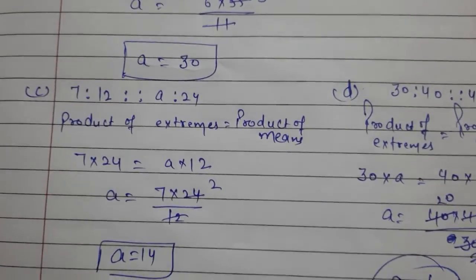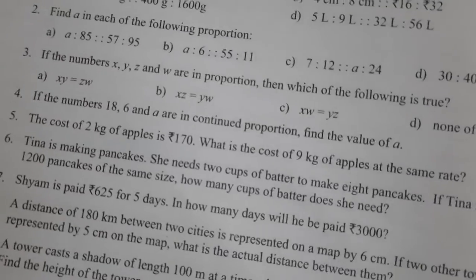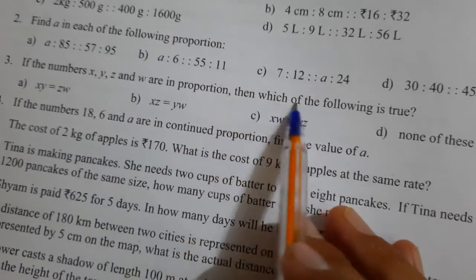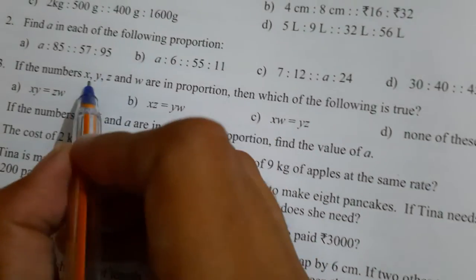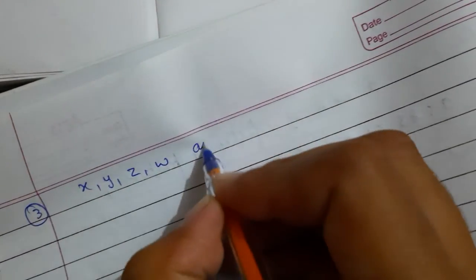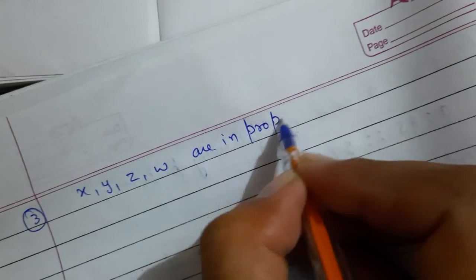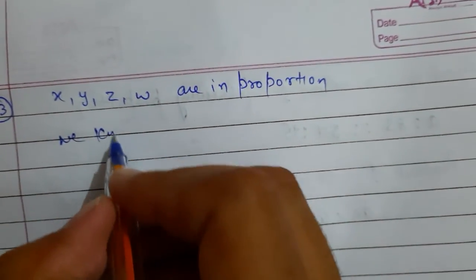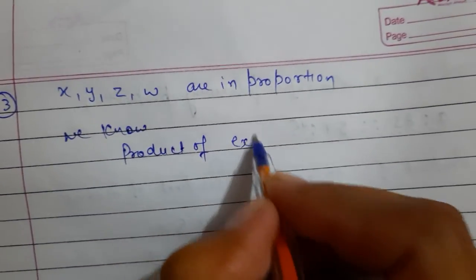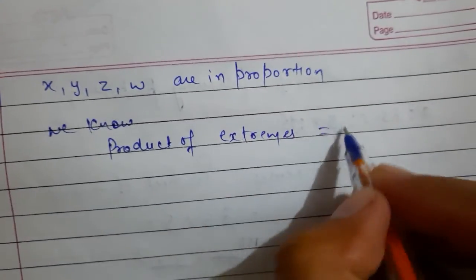Next, come on to the third question. See the third question: if the numbers x, y, z and w are in proportion, then which of the following is true? These x, y, z and w are in proportion. When x, y, z and w are in proportion, then we know product of extremes equals product of means.